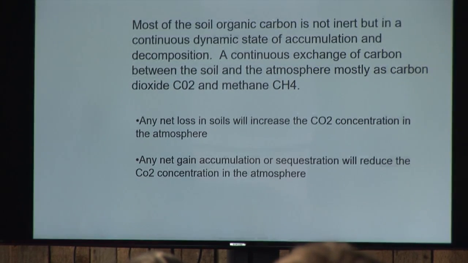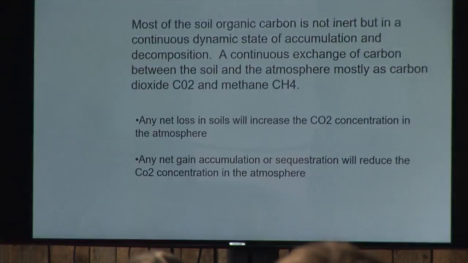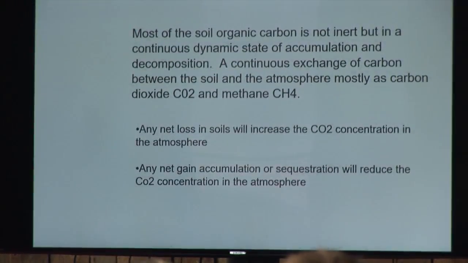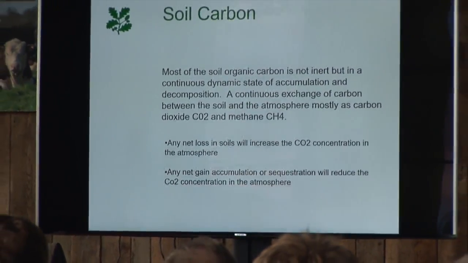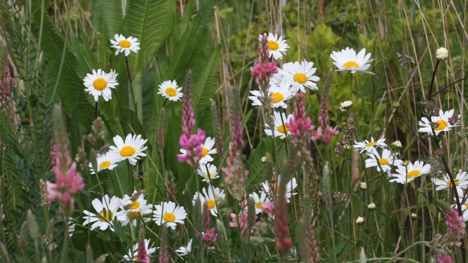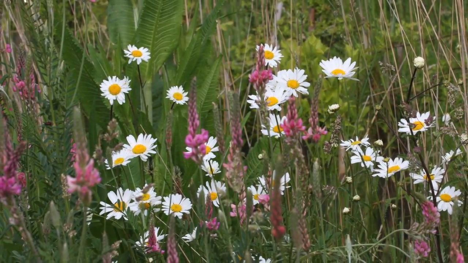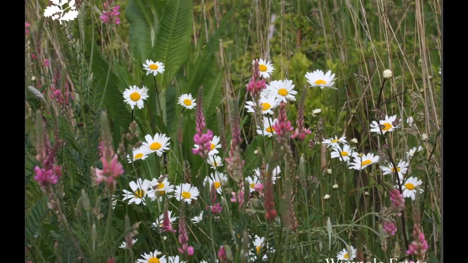This is why we're all here. This is what we're looking at. Most of the soil organic carbon is not inert, but in a continuous dynamic state of accumulation and decomposition. There is a continuous exchange of carbon between the soil and the atmosphere, mostly as carbon dioxide, CO2, and methane. So any net loss in soils will increase the CO2 concentration in the atmosphere, and any net gain, accumulation or sequestration, will reduce the CO2 concentration in the atmosphere. So that's the nub of what we're talking about. That's why it's so important.